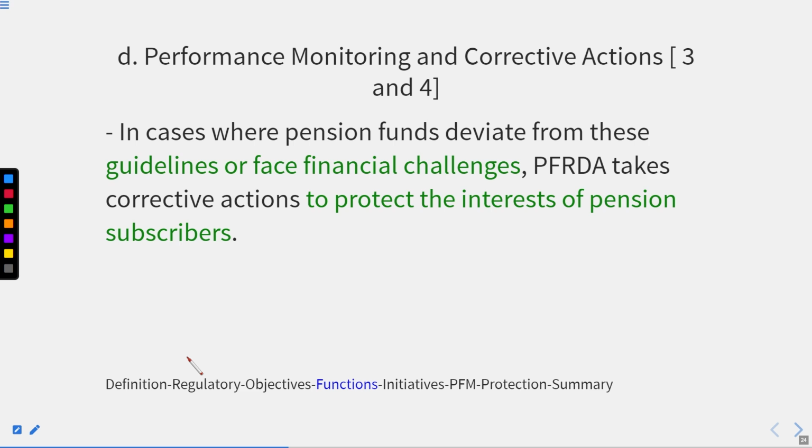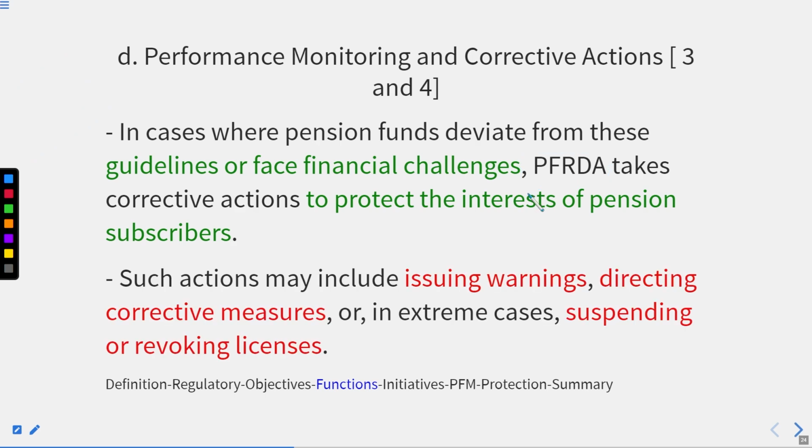So you can assume, suppose these 10 people had invested with the entity having the license. They had invested with it, but what happens? The particular entity which has the funds of the people is facing financial challenges, or you can say deviated from the guidelines. So in order to protect the pension subscribers, PFRDA will activate itself and will start taking corrective actions to get the pension fund on the right track again.